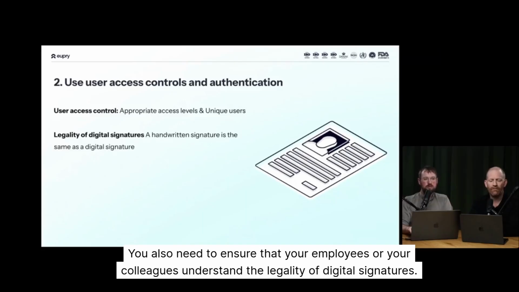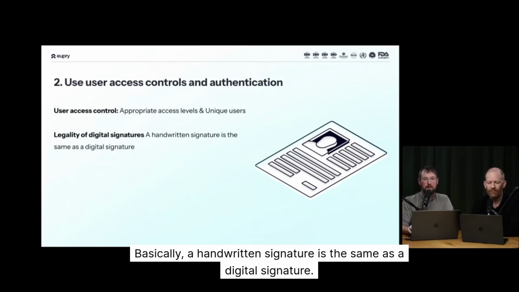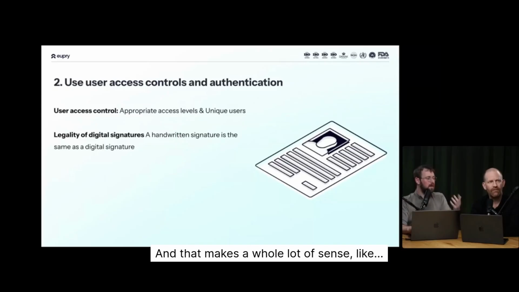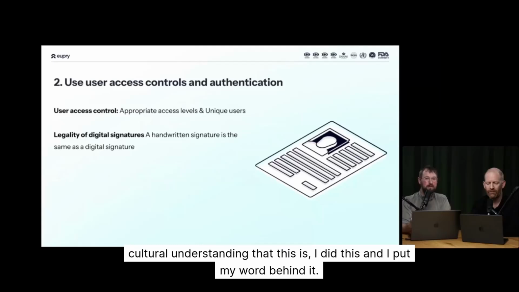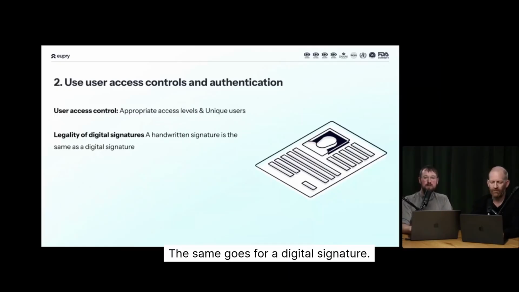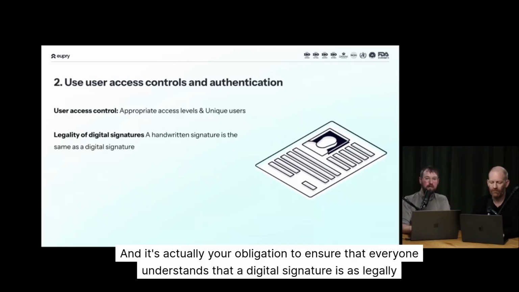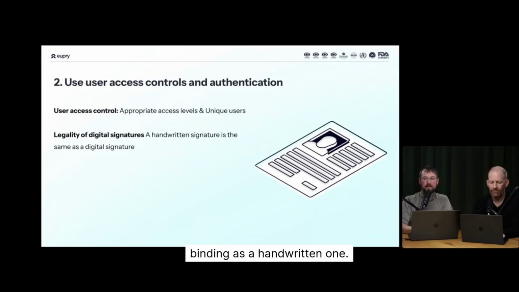You also need to ensure that your employees or your colleagues understand the legality of digital signatures. Basically, a handwritten signature is the same as a digital signature, and that makes a whole lot of sense. There's almost an anthropological sense that whenever we sign something by hand, there's a cultural understanding that I did this and I put my word behind it. The same goes for a digital signature, and it's your obligation to ensure that everyone understands that a digital signature is as legally binding as a handwritten one.